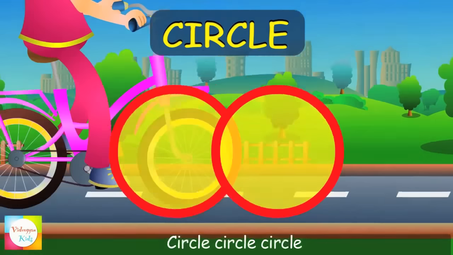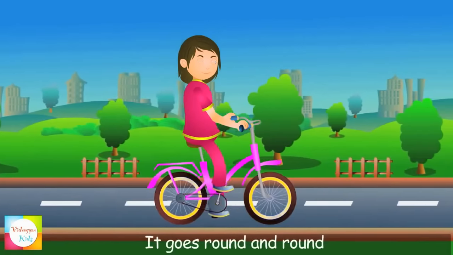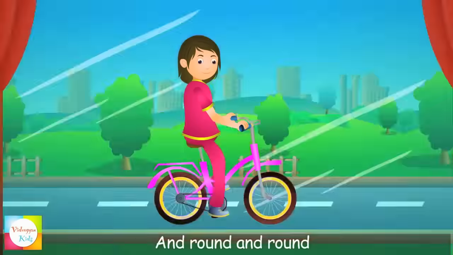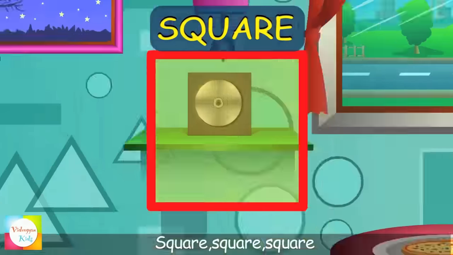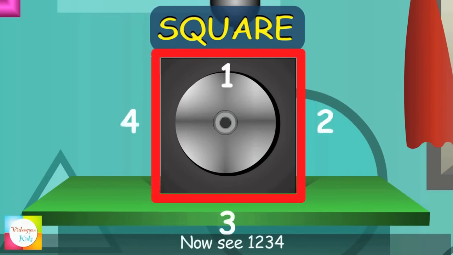Circle, circle, circle, cycle wheel is a circle. It goes round and round. Square, square, square, CD box is a square. It has four equal sides. Now see, 1, 2, 3, 4.